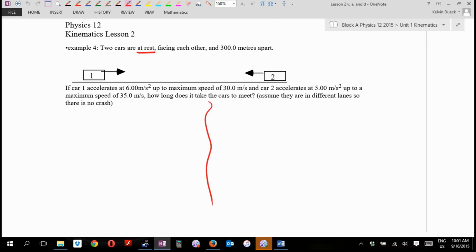I think what I'm going to try and do is come up with a mathematical expression for car 1's distance traveled, come up with a mathematical expression for car 2's distance traveled, and let them equal each other. That's when they hit. It doesn't mean it's going to be 150 meters. I think we can do this.